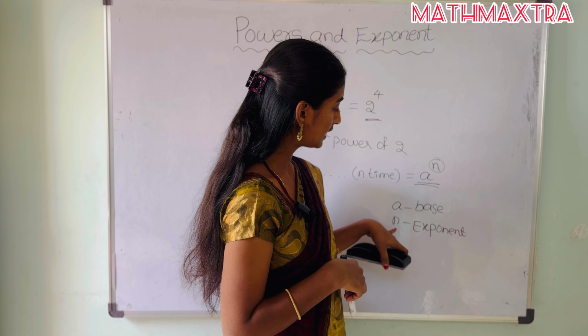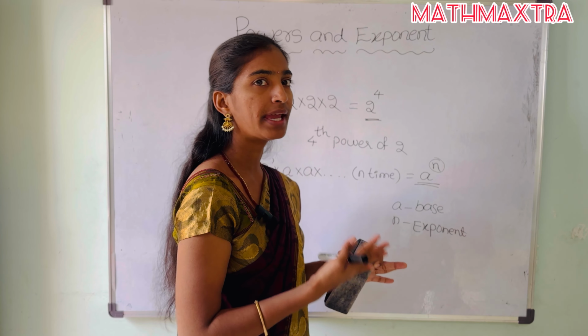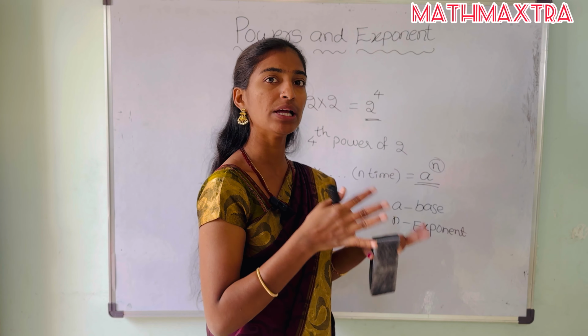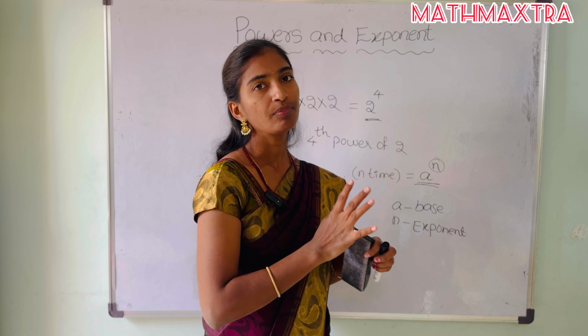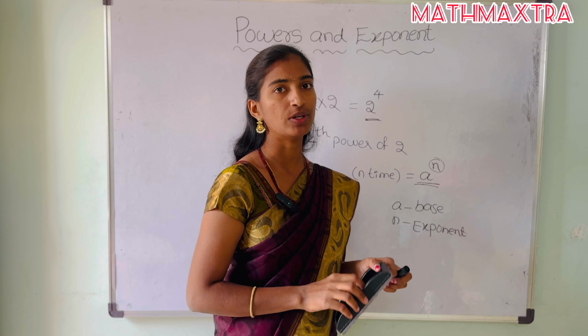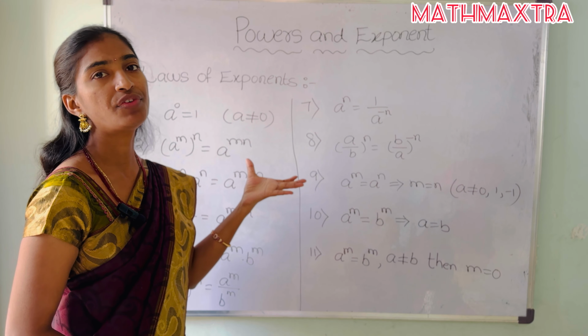So what does this n indicate? It indicates how many times the number is multiplied in the product. Okay, and now we will discuss some laws of exponents. Here are the laws of exponents.